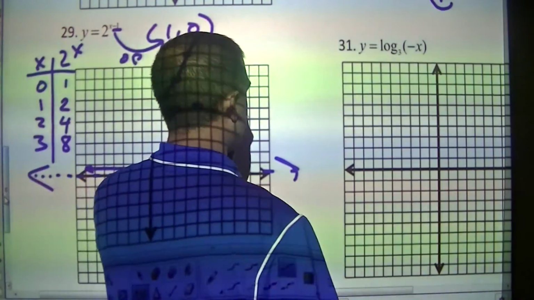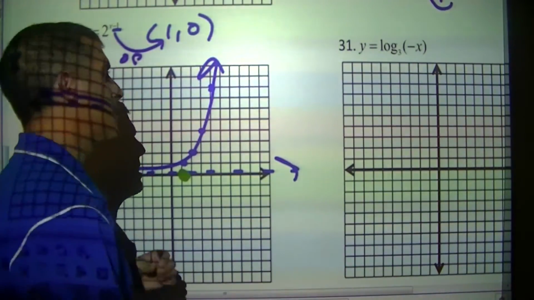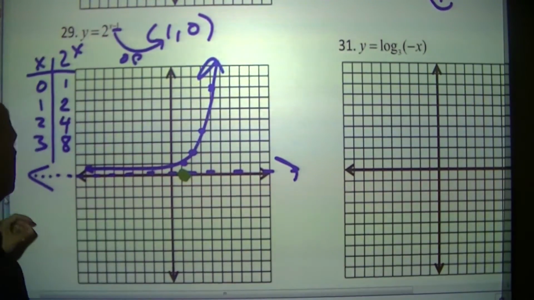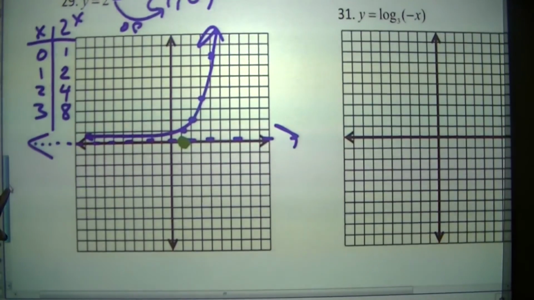So what we have on this one is 3 to the x. I'm going to skip that one for right now. See your teacher for that one.